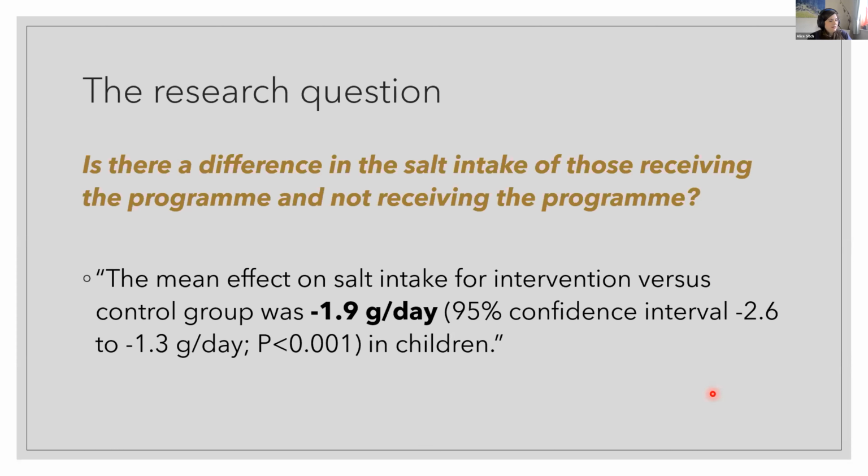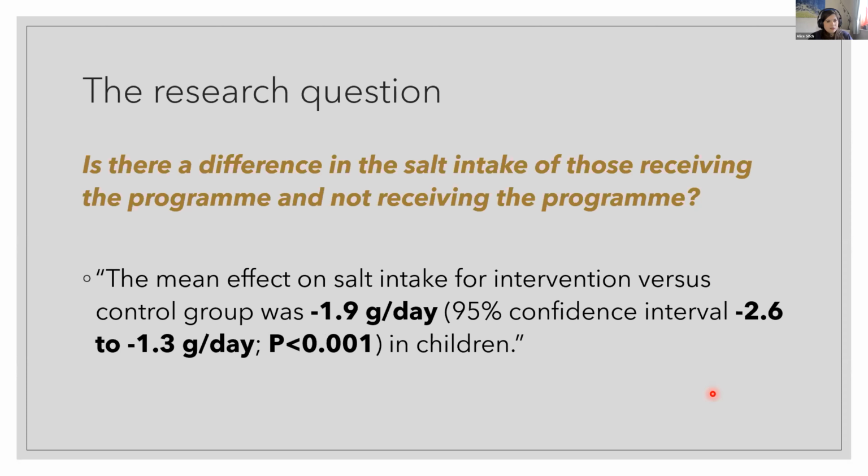So that is telling us that there's a reduction of 1.9 grams per day on average, and this is comparing the intervention group to the control group. We then have a 95% confidence interval, so it's telling us the range of values that we may well see if we were to repeat this study again. So we're saying, well, it could be a reduction of 2.6, it could be a reduction of 1.3 grams per day. And then we have this p-value, which is reported as less than 0.001.